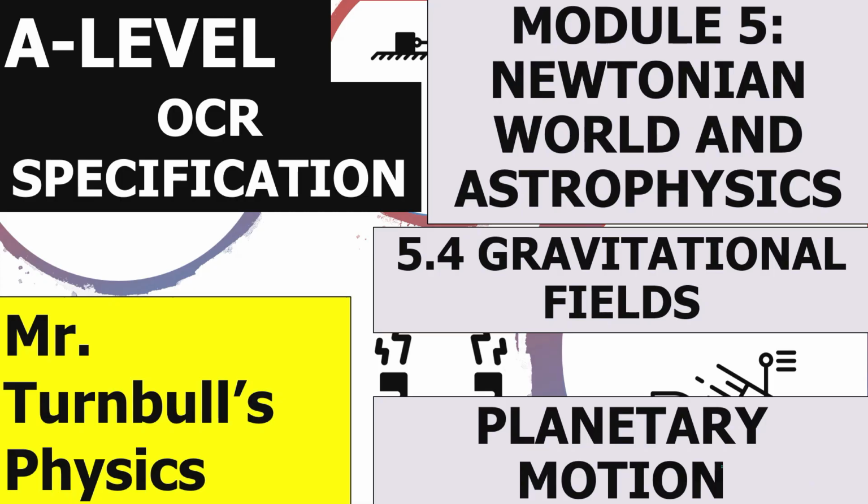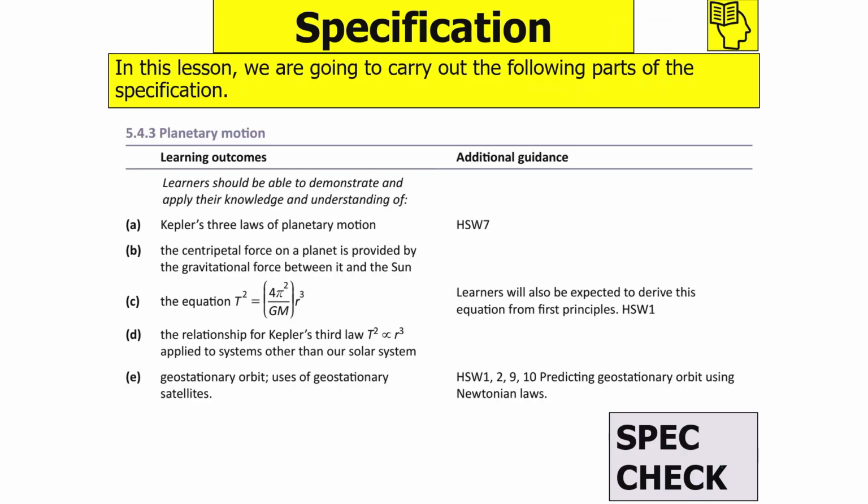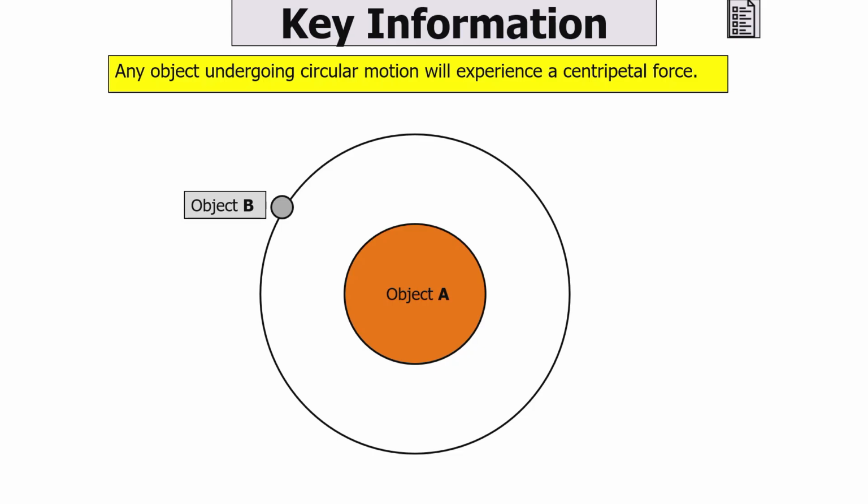So if we've been successful and we've learnt in today's lesson, we should be able to understand Kepler's laws of planetary motion and how to calculate the orbital radius and time period, calculate and understand the escape velocity of an orbiting body, and detail the properties and uses of different types of satellite orbit. So we're going to be looking at the following part of the OCR A-Level Physics specification in this lesson, 5.4.3 Planetary Motion.